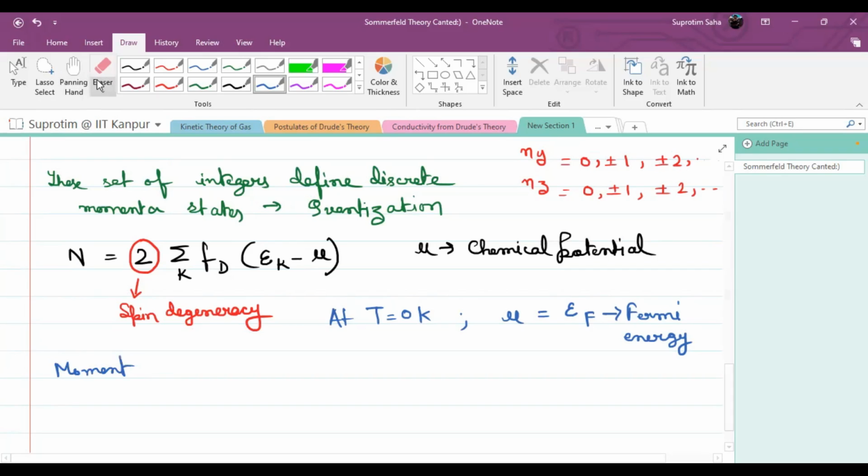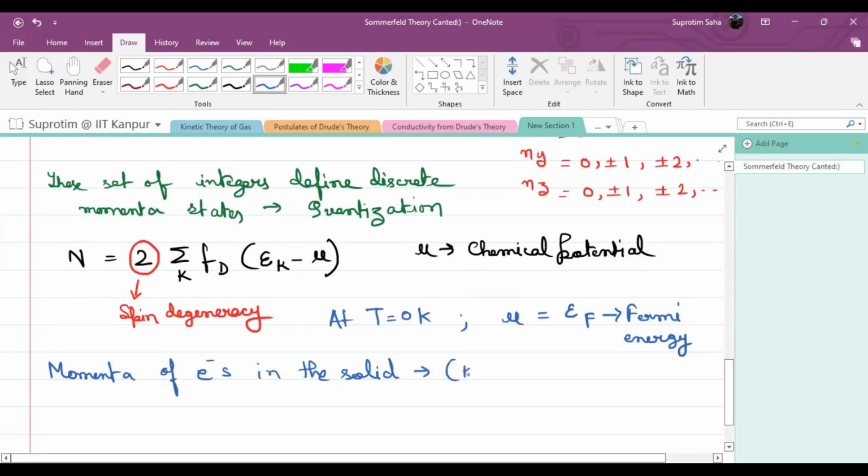Momentum, this misaligned the line. So momenta of electrons in the solid, which is kx. So I interchange between wave vector and momenta. kz, which will be, you can have (0, 0, 0). You can have 2 pi over L, that is in the x direction, n is 1.